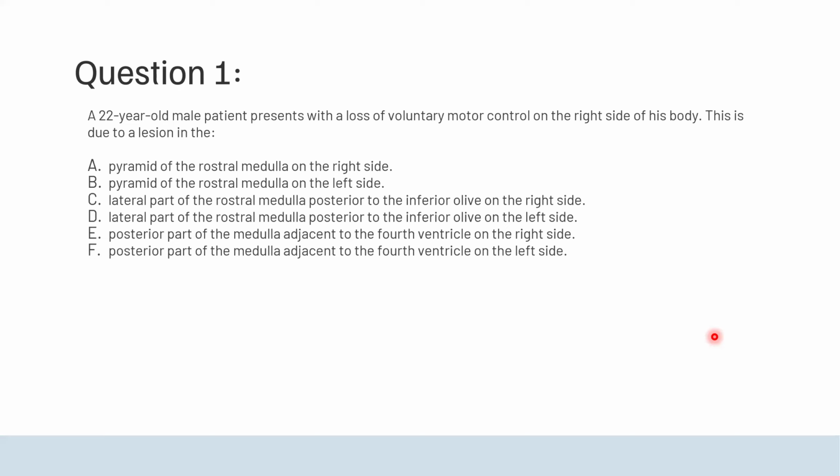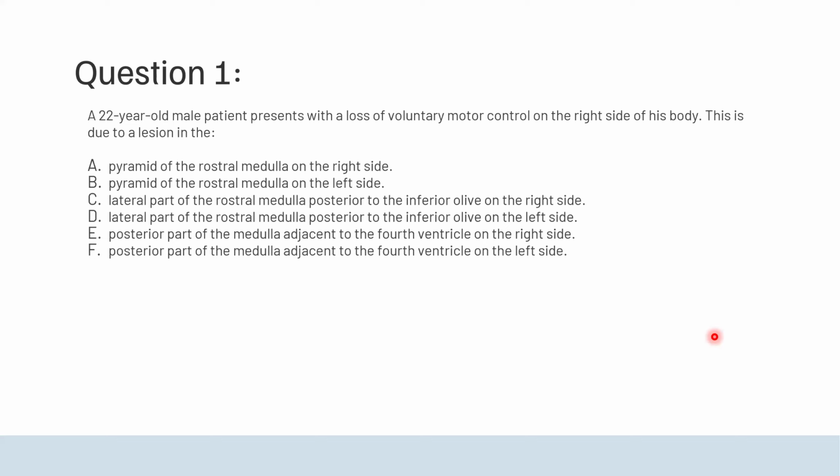B, okay. Any other answers? I think we do not have any other answers. You guys are absolutely correct.